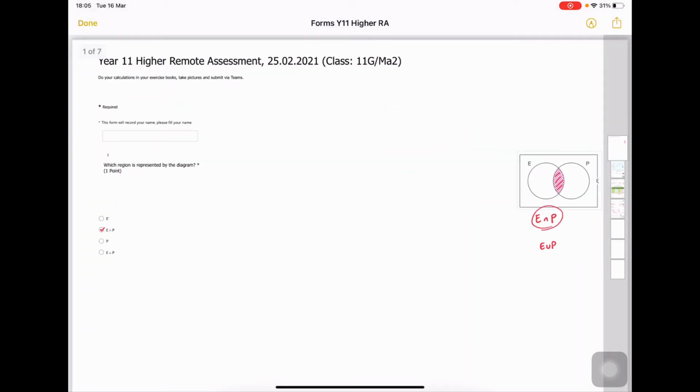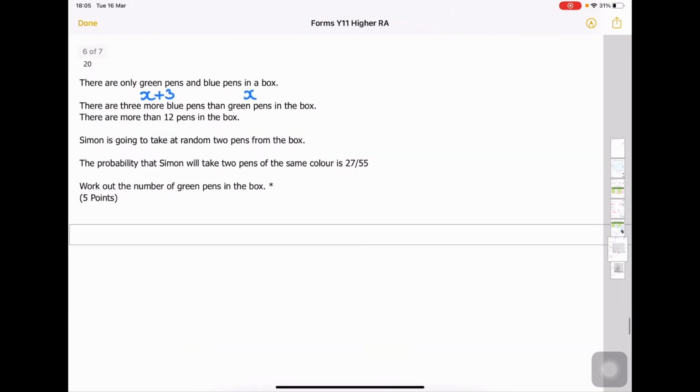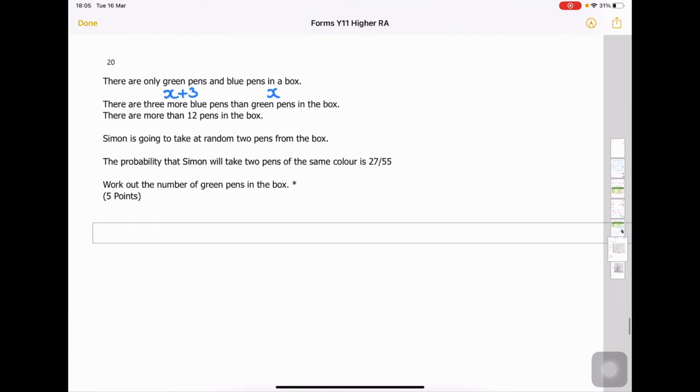There are more. Sorry about that. There are more than 12 pens in the box. Okay, we can't really do much about that now.